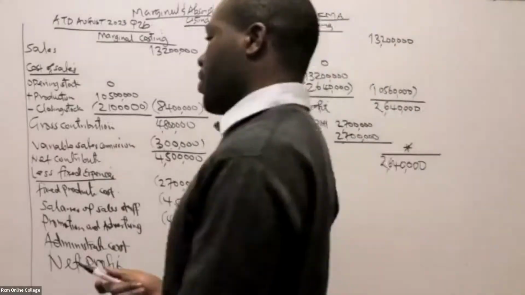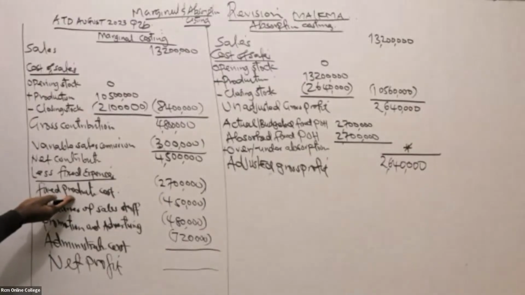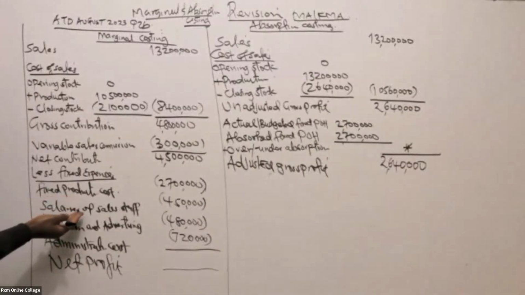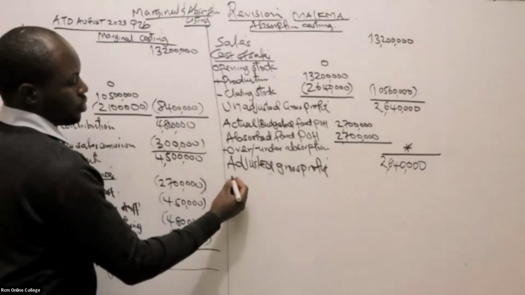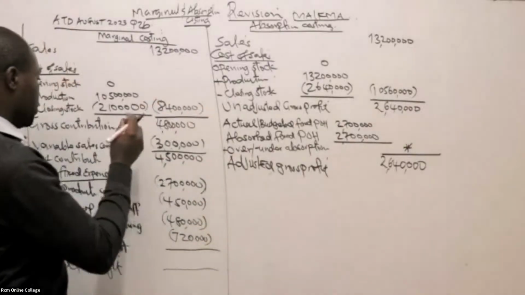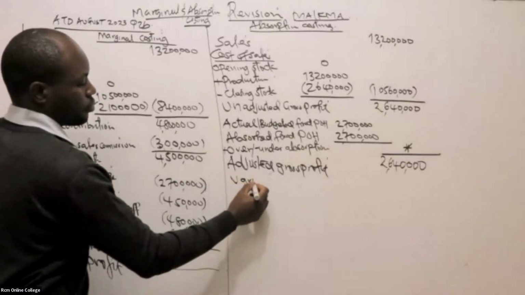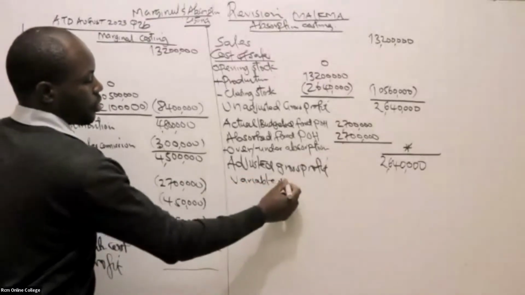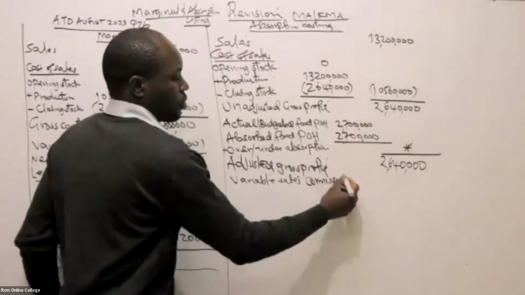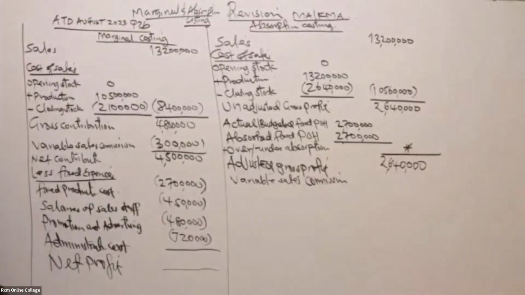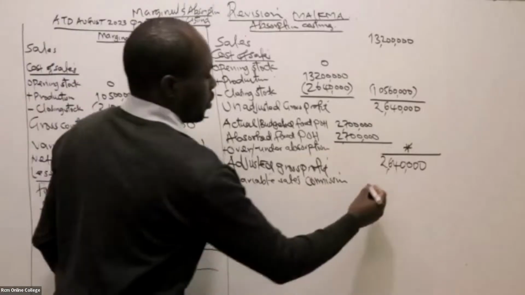After doing that, the other items will come, copy and paste. For example, the fixed production overheads have been taken care of, so we don't need to bring it here. Go to salaries of sales staff. We start with the variable sales commission. It will not be affected because the number of units sold is the same under each method. So the variable sales commission, 300,000.